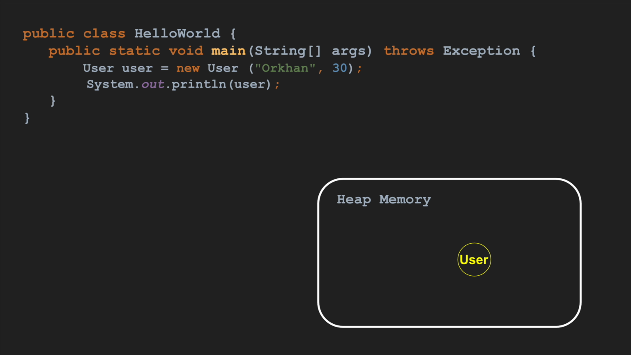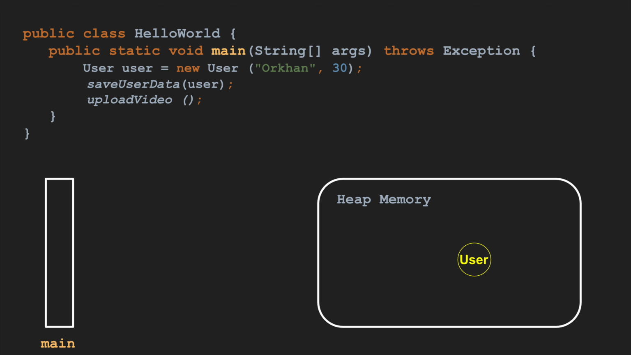Under the hood, in the heap memory, the user object will be created, and also since we are starting with the main method, one main thread will be created. So there is always one main thread that is created in Java to run the main method.